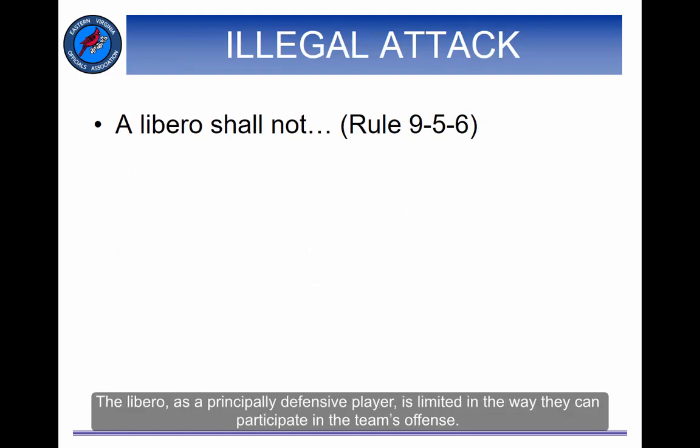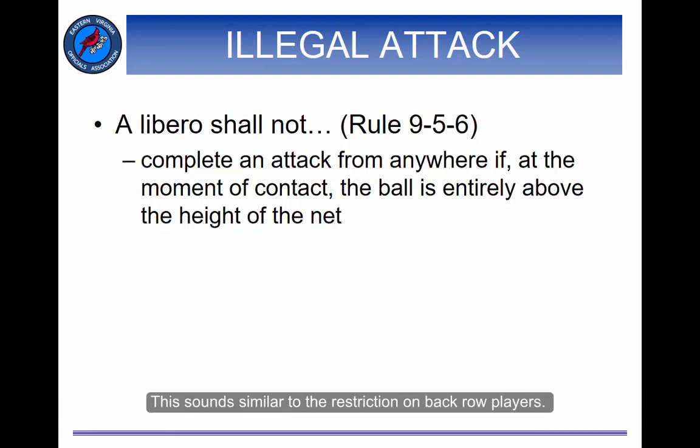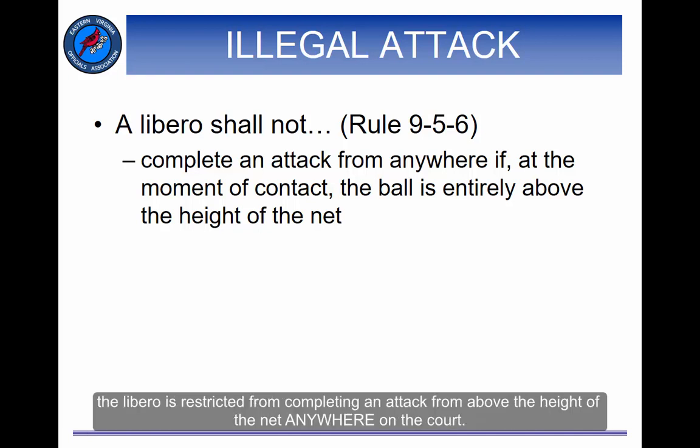The libero, as a principally defensive player, is limited in the way they can participate in the team's offense. One of the restrictions on the libero is that they cannot attack the ball if contact is made while the ball is entirely above the height of the net. This sounds similar to the restriction on back row players. However, while regular back row players may complete an attack from above the height of the net if positioned behind the attack line, the libero is restricted from completing an attack from above the height of the net anywhere on the court.